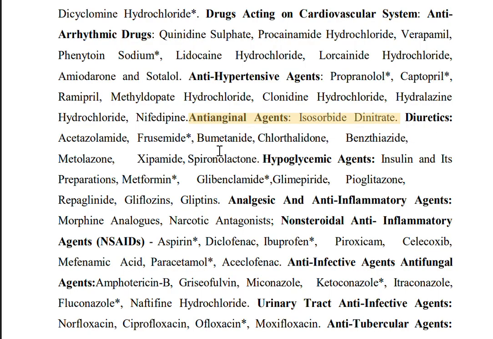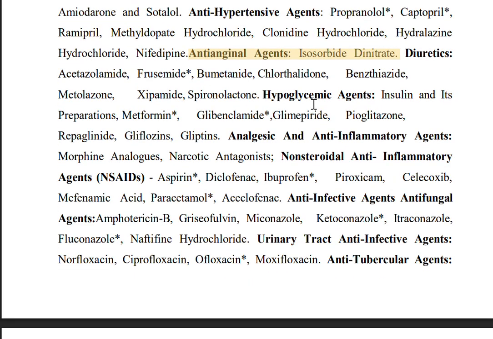And then diuretics: long-acting loop diuretics and thiazide diuretics, with several classifications. We have to focus on which drug falls under which classification, what its uses are, and the marketed product name. Then hypoglycemic agents: insulin and its preparations, long-acting insulin, short-acting insulin, insulin glargine, lente, and insulin lispro. You have to focus on the insulin types, the A chain and B chain, and how many amino acids it contains.